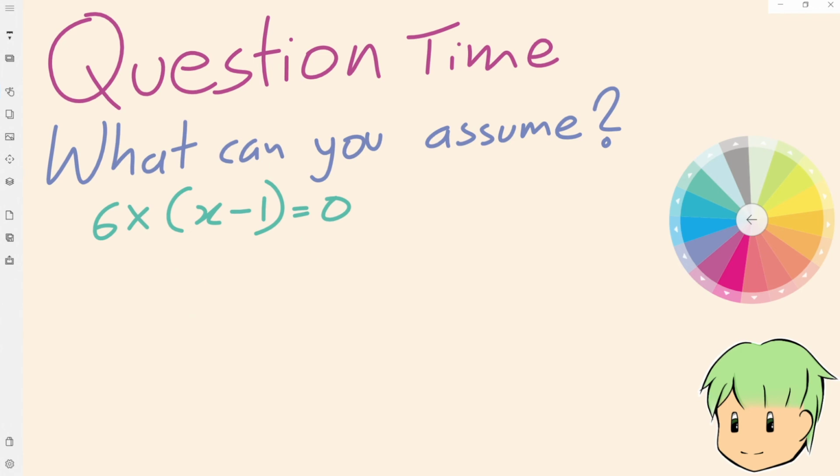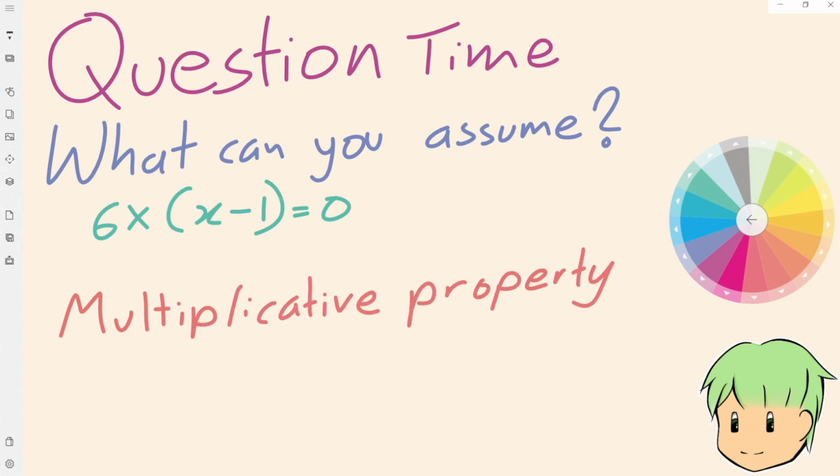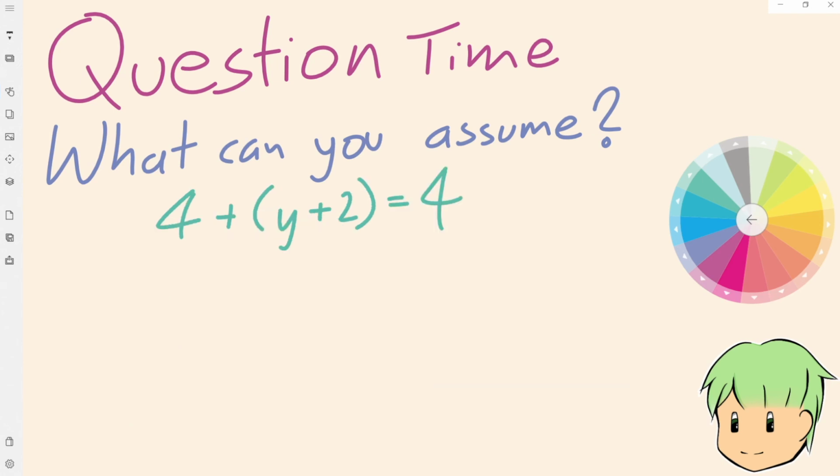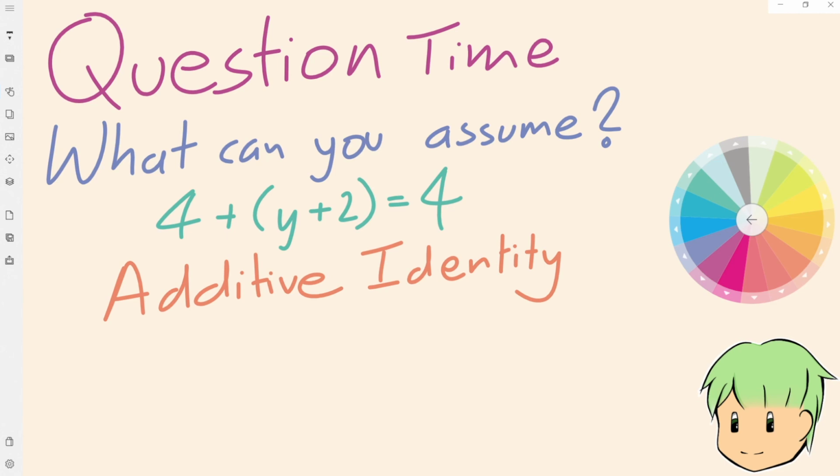The first equation is about the multiplicative property, because multiplying a value to another gives 0. We know the first value is 6. For the answer to be 0, the second value, which is x minus 1, has to be 0. The second question is about additive identity, since adding a value to another gives the original value. The original value is 4. So like the last question, the remaining value does have to be 0. Therefore, you get y plus 2 equals 0.